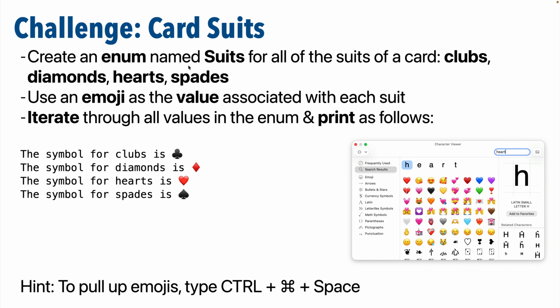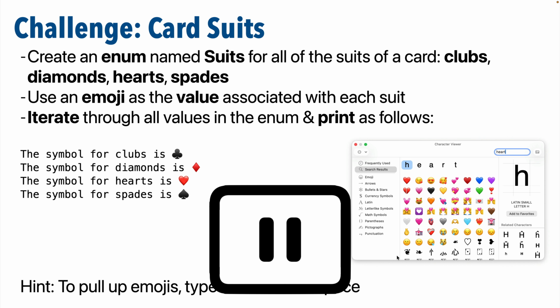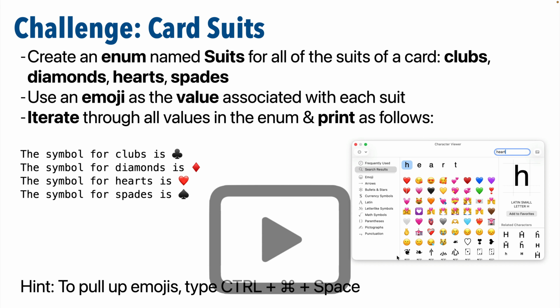Create an enum named Suits for all the suits of a card: clubs, diamonds, hearts, and spades. Use an emoji as the value associated with each suit. Iterate through all the values in the enum and print as follows: the symbol for clubs is the club symbol, etc. And in case you forgot, the way you can pull up the emoji picker is to type Control-Command-Space. So why don't you pause, give this a shot, and when you're ready, resume, and let's compare answers.